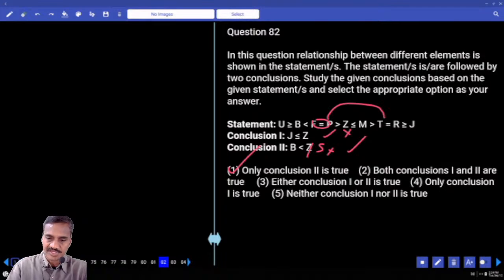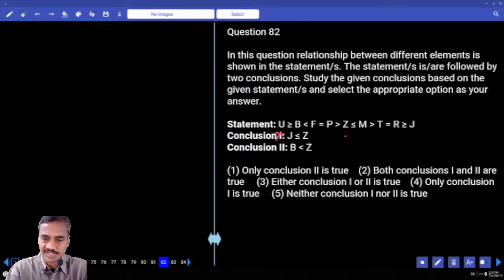Then 82, J and Z. Now J and Z, again J and Z, tell me what is your answer here? Z is here, J is here, opposite symbol. No relation. B and Z, again B and Z, opposite symbol. Hence neither 1 nor 2. And at the same time, Z equals to what? And B equals to anything? No. And J equals to no. Then hence neither 1 nor 2, choice.